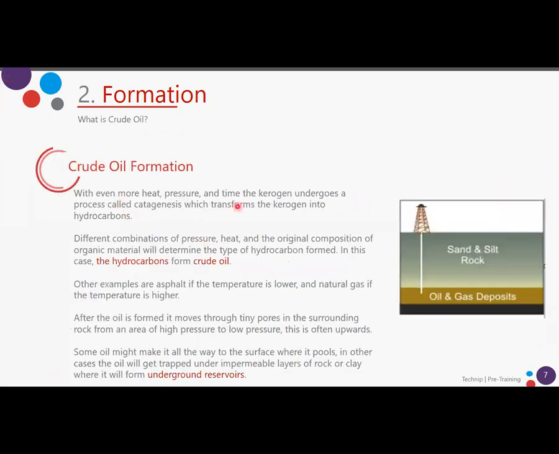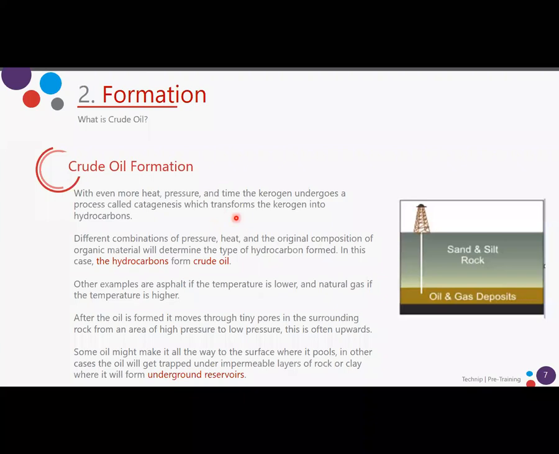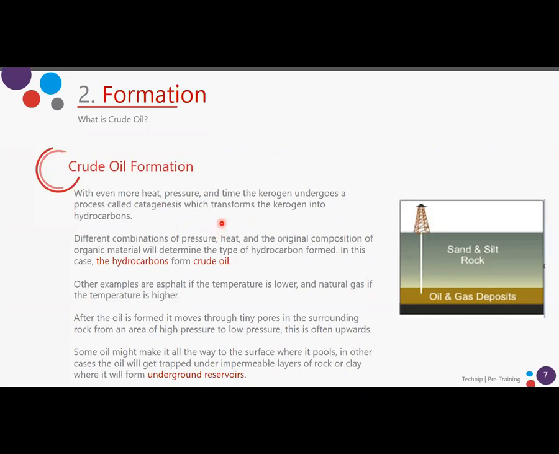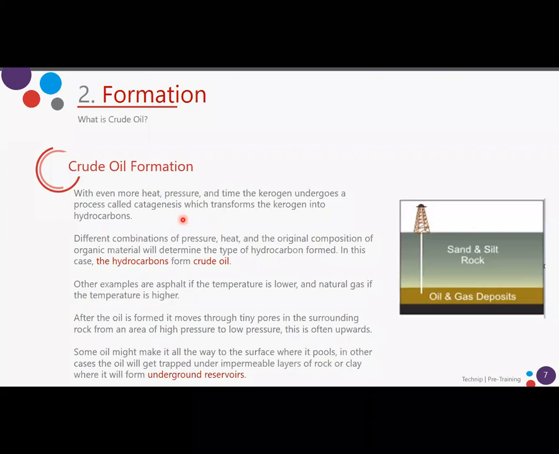With even more heat, pressure, and time, the kerogen, the previous component that we saw in the previous slide, undergoes a process called catagenesis, which transforms the kerogen into hydrocarbons. Catagenesis is a term used in petroleum geology to describe the cracking process. You crack the molecules, and that results in the conversion of organic kerogens into hydrocarbon.